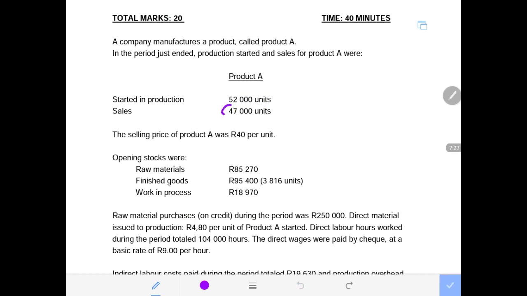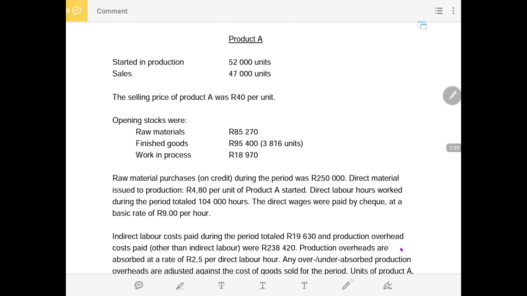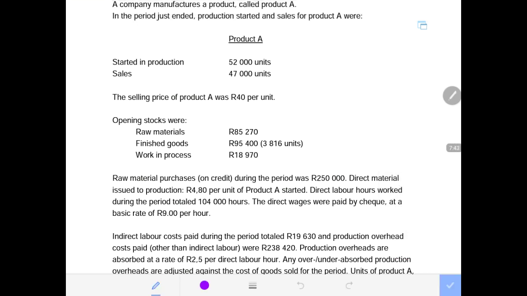Then our sales were 47,000 units that were sold, with the selling price being 40 rand. That is the information given to us, and we have our opening stock. Our opening stock was 85,270 in terms of the material.